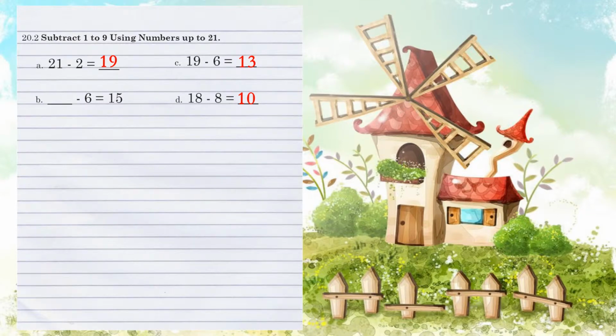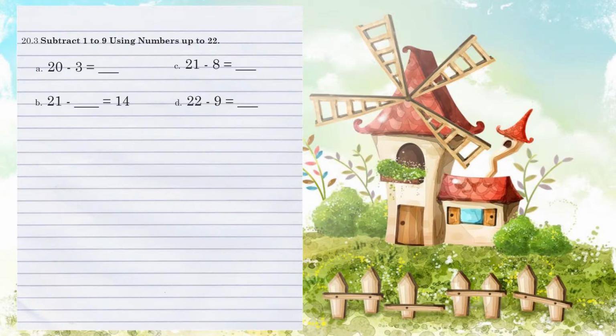Example B. What number would we have to subtract 6 from in order to equal 15? We have to go backwards. We're going to take our answer and add 6. So that would be 16, 17, 18, 19, 20, 21. And we make sure you move 6 spots. We started with 21.